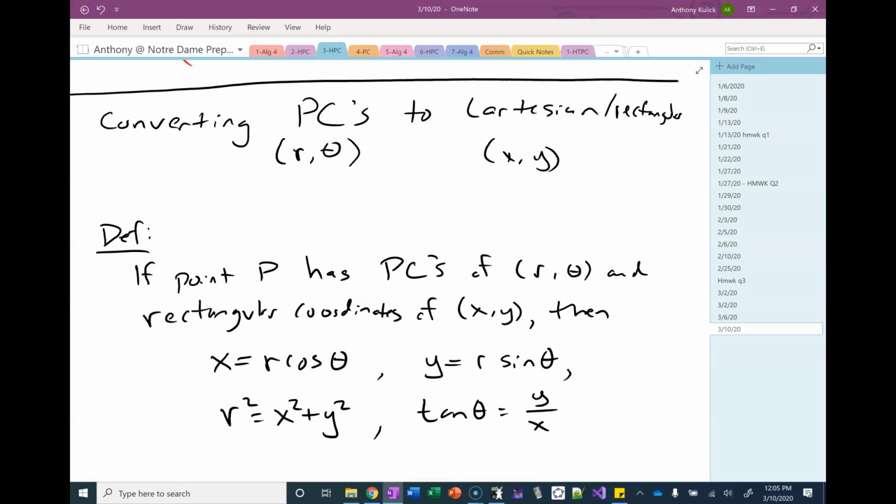So if point P has the polar coordinates r, theta and the rectangular coordinates x, y, then the following four relationships hold. x is equal to r times cosine theta. y is equal to r times sine theta. r squared is equal to x squared plus y squared. And tangent theta is equal to y over x. All of these are a direct consequence of each of these polar coordinates being a point on a circle with radius r. Right?